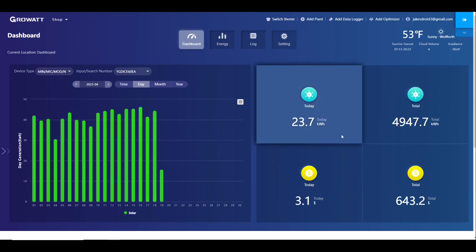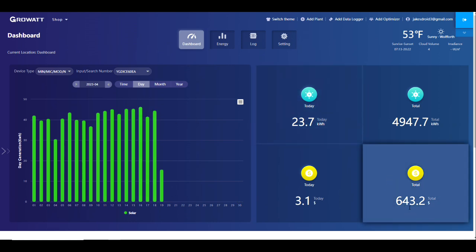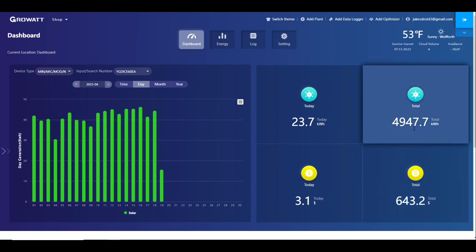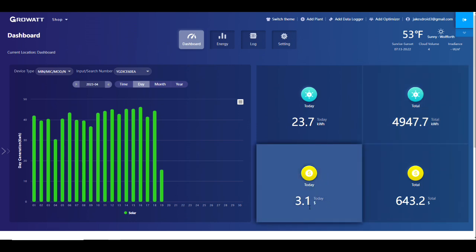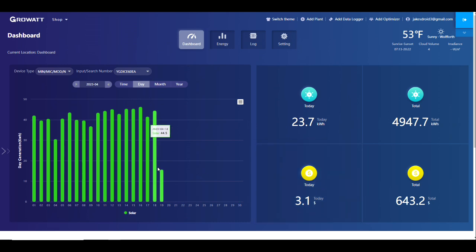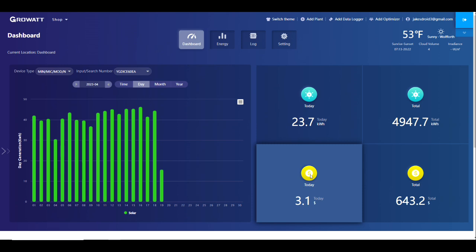And since I've installed it, it saved me about $643 in my electric bill. I produced almost 5,000 kilowatt hours so far. And so far today, it saved me $3.10. But, you know, we're only at 15 kilowatt hours for the day. So, you know, multiply that by 3, it's saving me roughly about $9-$10 a day.